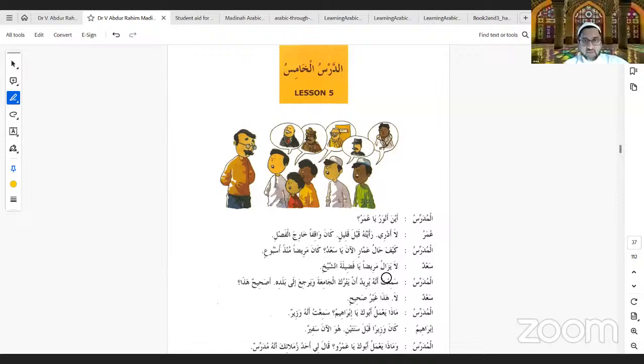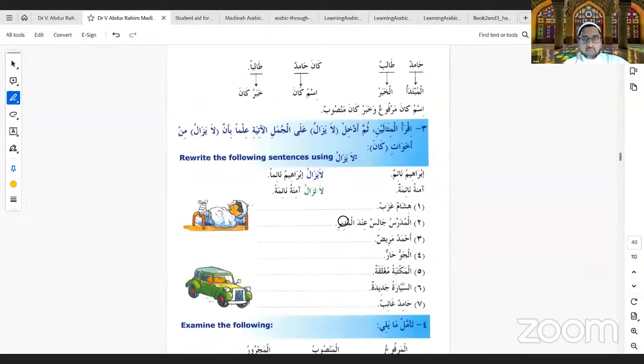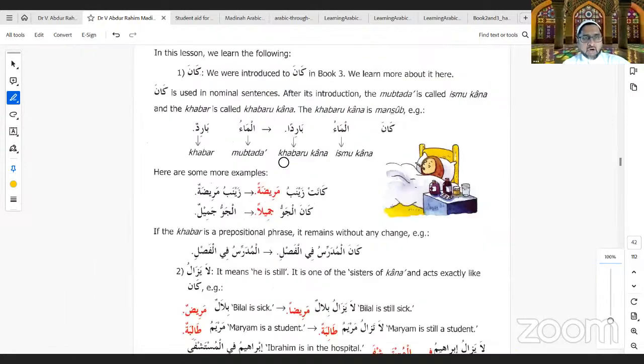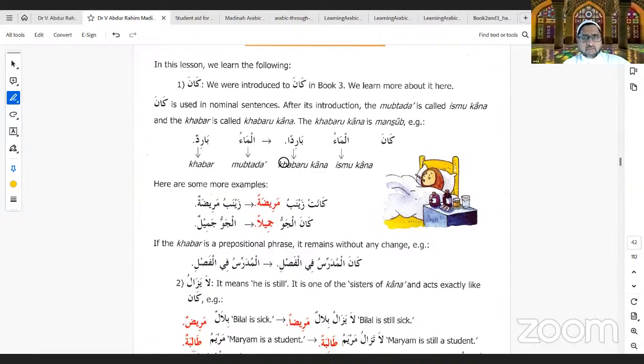Right, lesson number 5. It is going to talk about Kana. We did Kana in book 3 as well, and in this lesson we are going to further talk about Kana and some other words as well. Kana, for example, is a particle which changes the tense to past tense. For example, al-ma'u baridun, which means the water is cold.